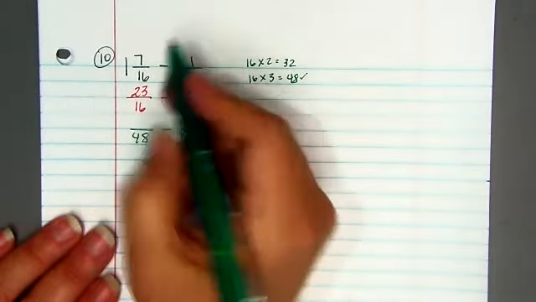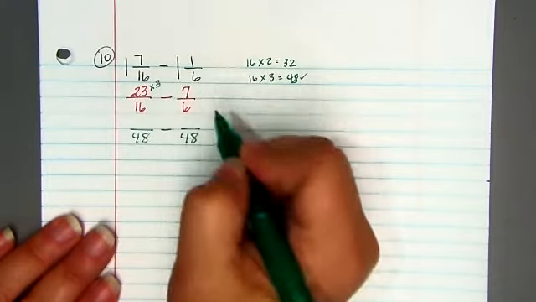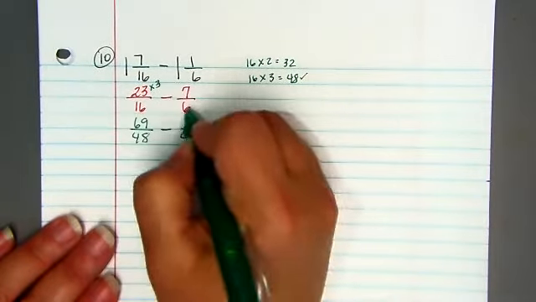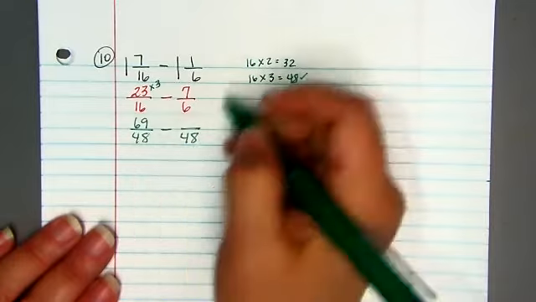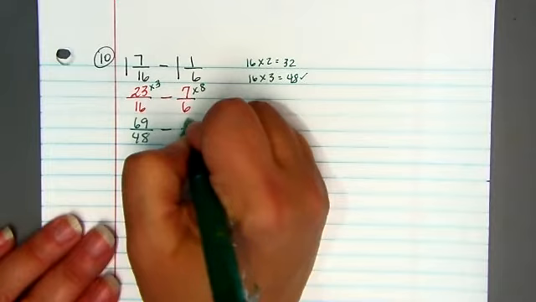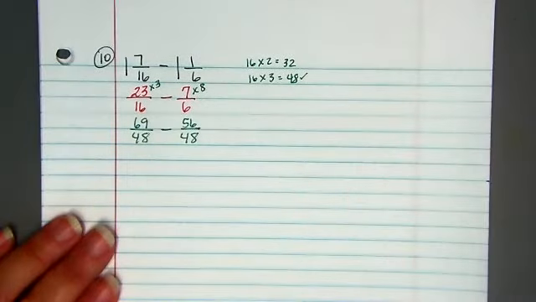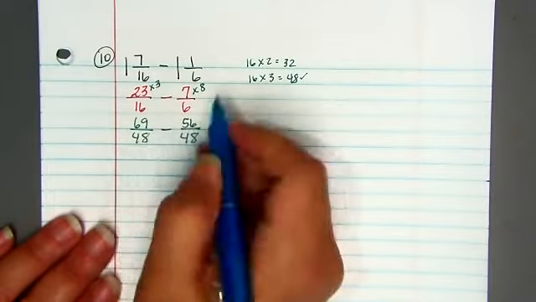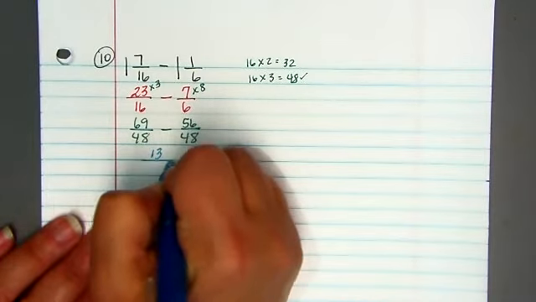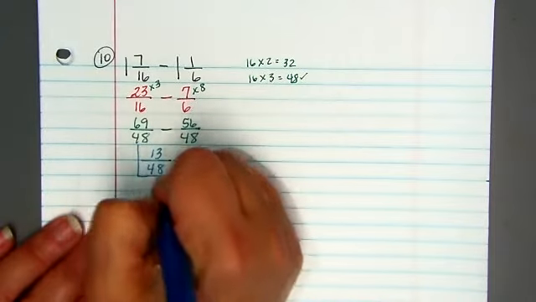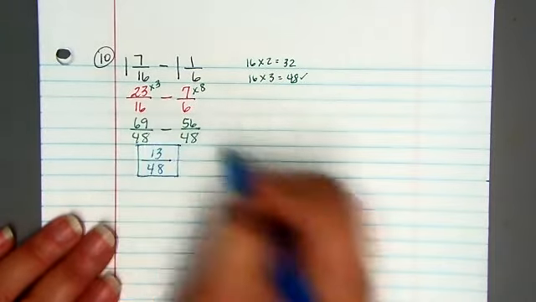16 goes into 48 3 times, so I'm doing times 3. 23 times 3 is 69. 6 goes into 48 8 times, so I'm doing 7 times 8, which gives me 56. And now I subtract. 69 minus 56 is 13 over 48, and this cannot be simplified any further. There's my answer.